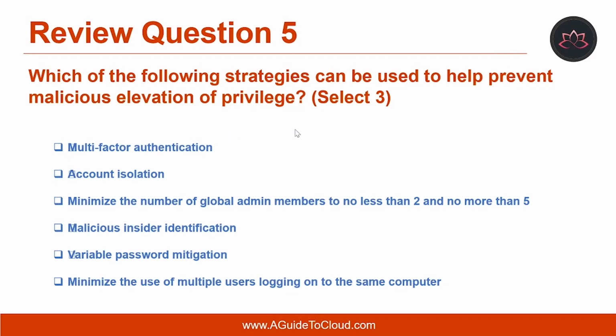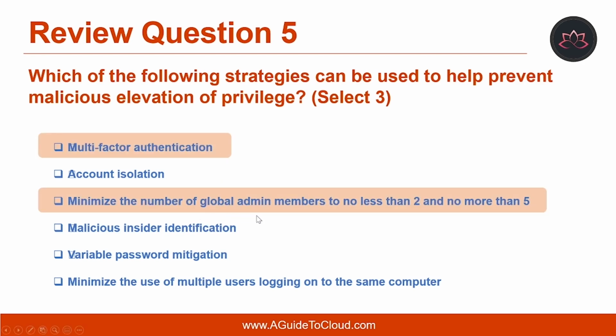Let's look at question number 5. Which of the following strategies can be used to help prevent malicious elevation of privilege? Select 3. Answers are multi-factor authentication, minimize the number of global admin members to no less than 2 and no more than 5, and minimize the use of multiple users logging on to the same computer.